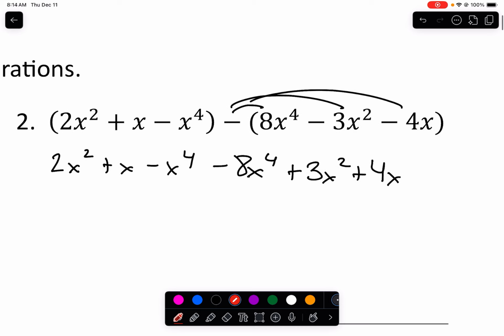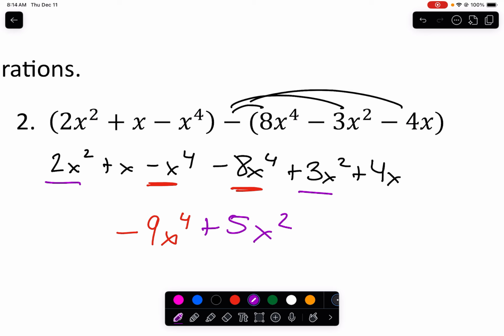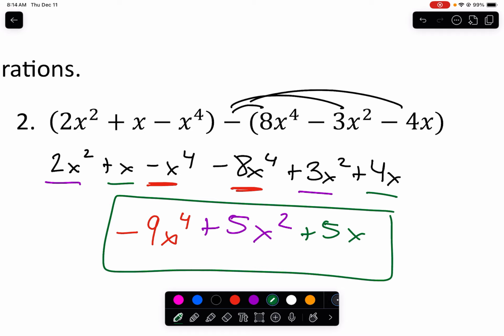So now I can go ahead and combine my like terms. This guy and this guy are like terms. They both have a power of 4. So we get a minus 9x to the fourth. Then this guy and this guy are like terms, so we get a plus 5x squared. This guy and this guy are like terms, we get a plus 5x. And that is our answer there.